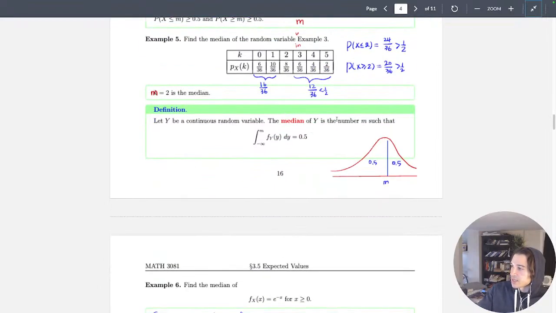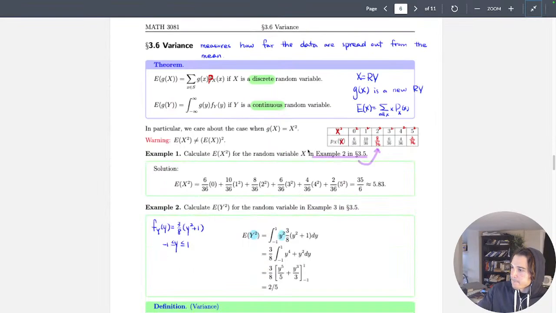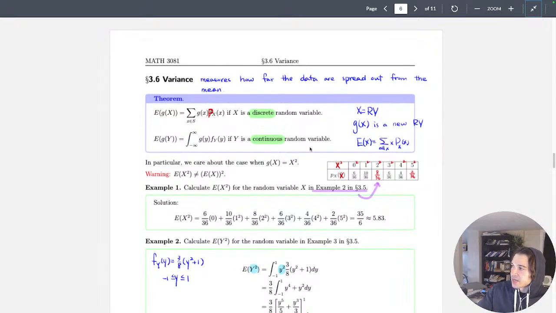And the median of a continuous random variable is just the m such that the integral from negative infinity to m of f_Y(y) dy equals 0.5. Variance measures how far the data are spread out from the mean. The expected value of g(X) equals the sum over x in S of g(x) times the probability p_X(x) if X is a discrete random variable, and the integral from negative infinity to infinity of g(y) times f_Y(y) if Y is a continuous random variable.